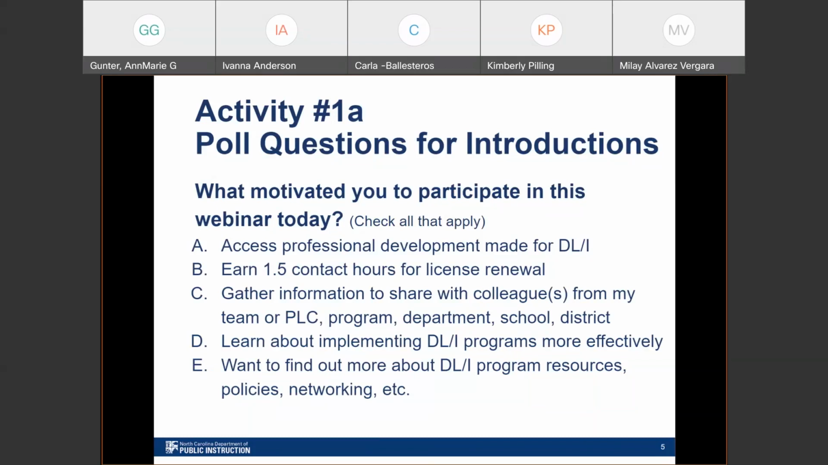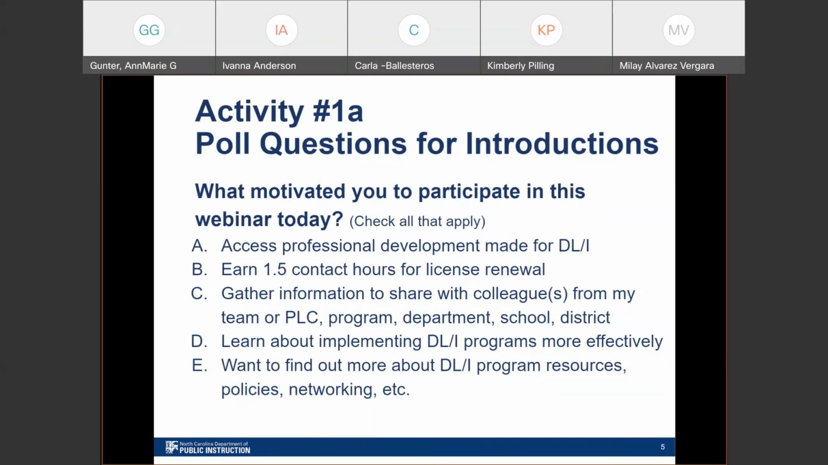A majority of you are also here, 60%, to gather information to share with others. And that's a great thing to do. We always post the materials you're going to see, the slides that we've used, a recording of this broadcast, any handouts or links that we utilize. We post that within about a week of the broadcast in our DLI webinars archive space. So you'll be able to access that.